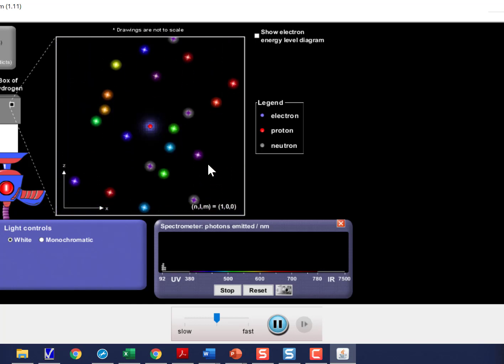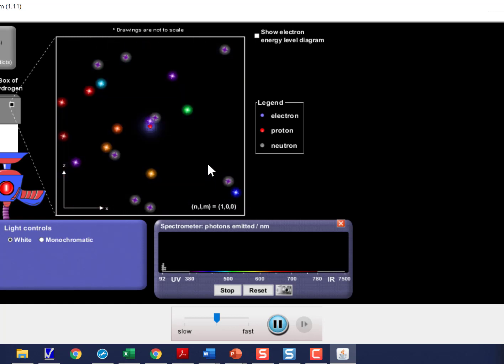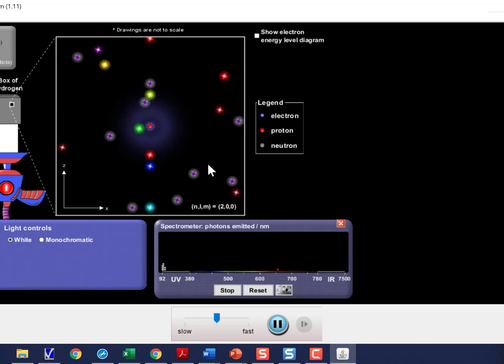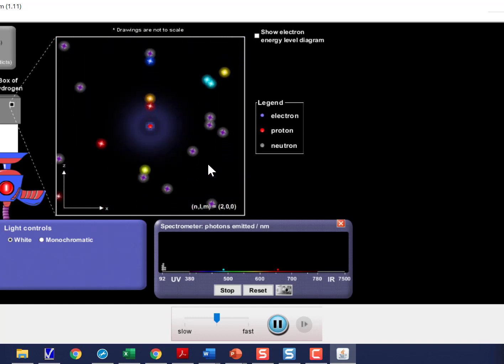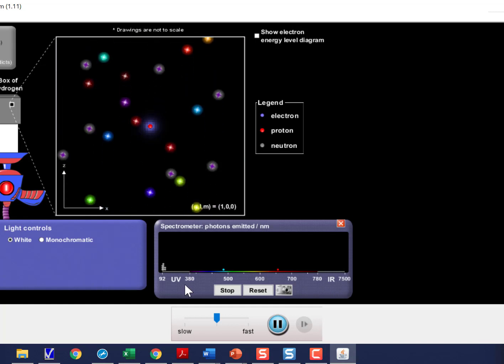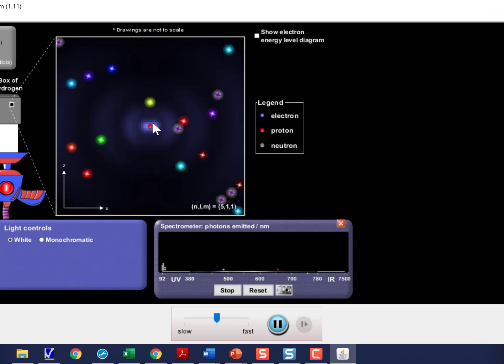It explains why we get paired lines. Bohr couldn't explain paired lines. We get paired lines because two electrons in the same place are going to have about the same energy. It's going to be a little bit different, so it explains why we get paired lines. Because they can be in the same place at the same time.